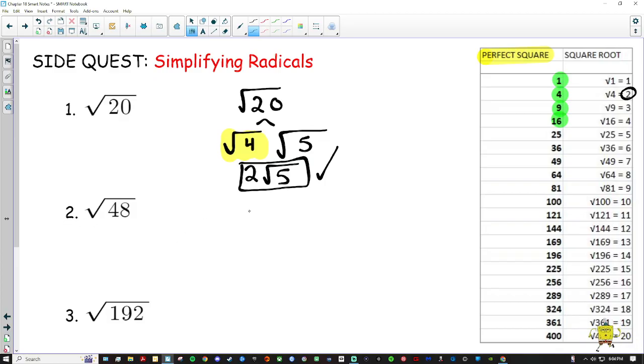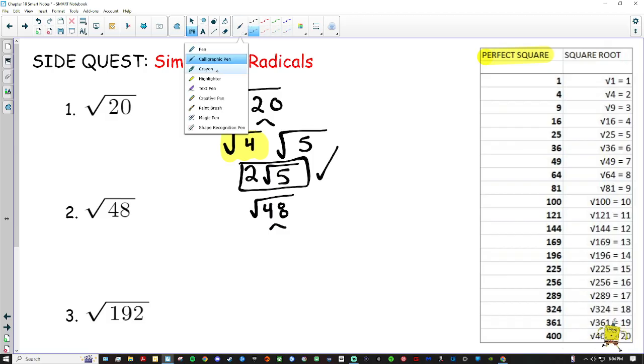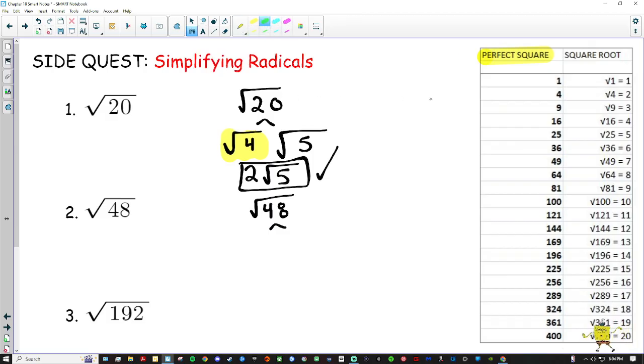Okay, let's try number 2. Okay, I'm going to write the square root of 48. And I need to figure out what I can divide 48 by. So let's restart our list. So 48 can't be divided by any numbers bigger than 48. So I need to check 36, 25, 16, 9, and 4, and figure out what's the largest perfect square I can divide 48 by. So I'm going to pull up Desmos.